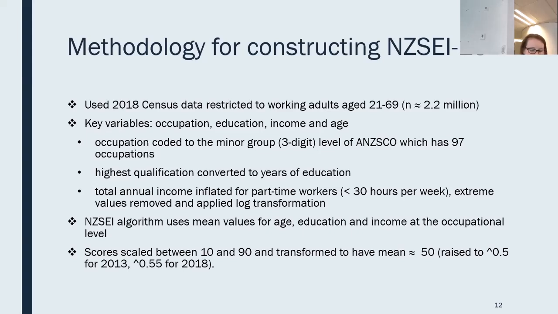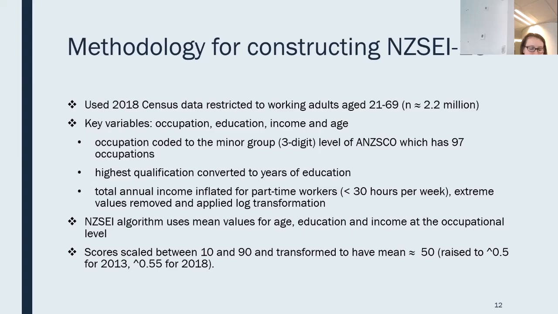We converted highest qualifications to average years of education required to achieve the respective qualification, and we used log total income and inflated part-time incomes to the full-time equivalent. So after we calculate scores for each minor group occupation, we scale the scores so they fall between 10 and 90. We then applied a transformation to shift the mean of the scores towards 50.